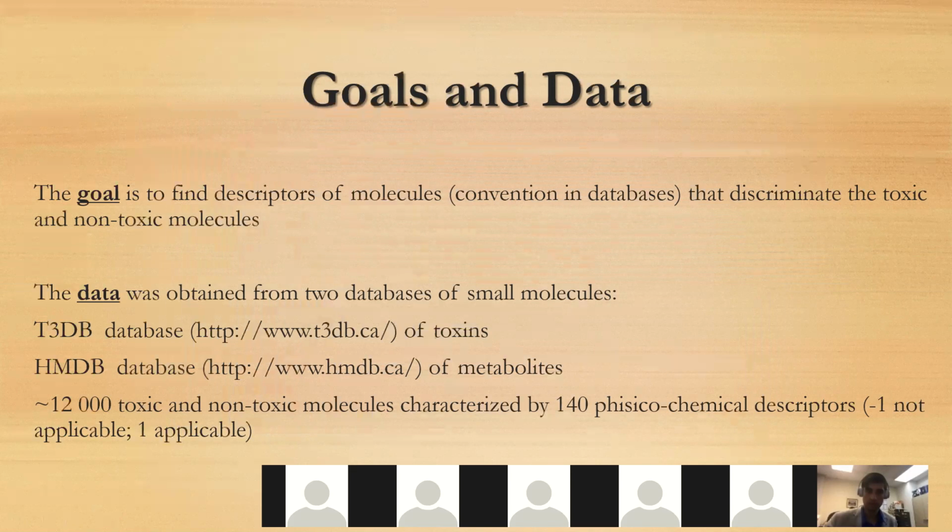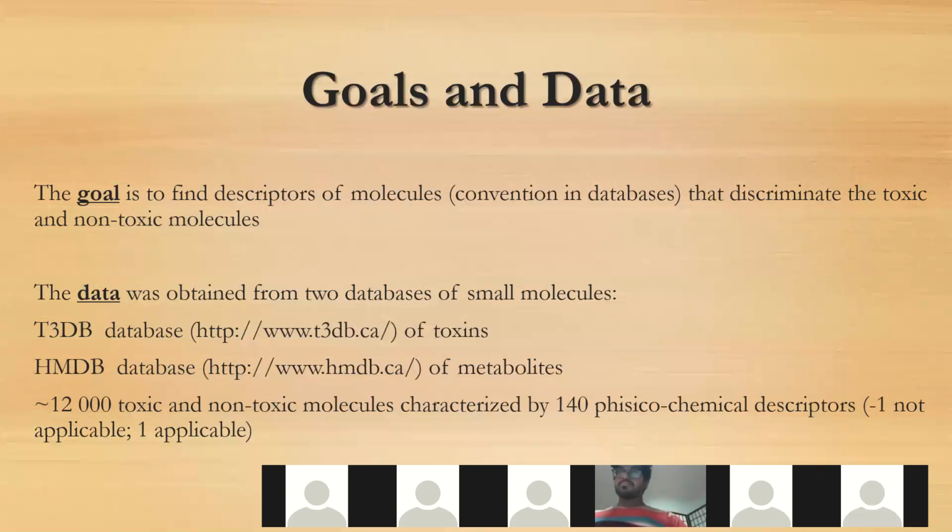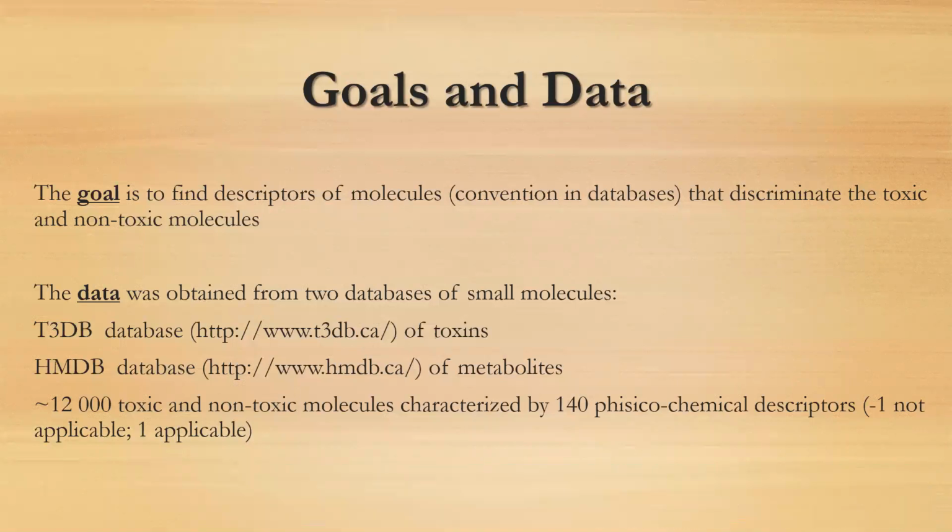Where did we get this data of molecules? The data was obtained from two data sets. One is a data set of toxic molecules, and the other one is a database of metabolites. From there, we have extracted 12,000 toxic and non-toxic molecules that are characterized by some words called descriptors. We chose the descriptors in the following manner. We chose only descriptors that were in both sets, in both the toxins and the metabolites, so that the discriminants won't be very clear.